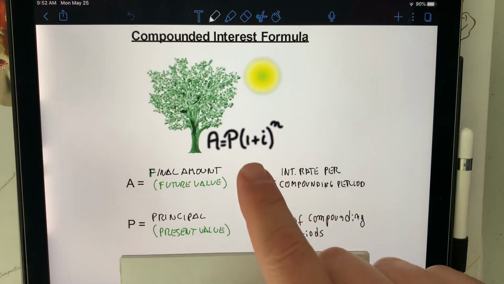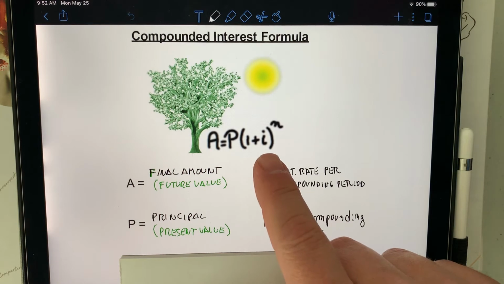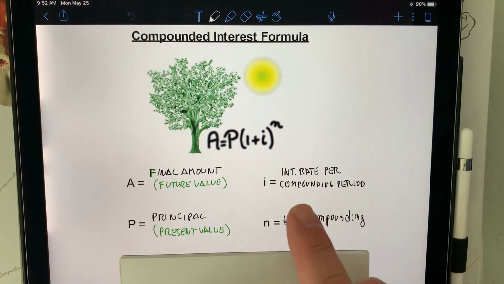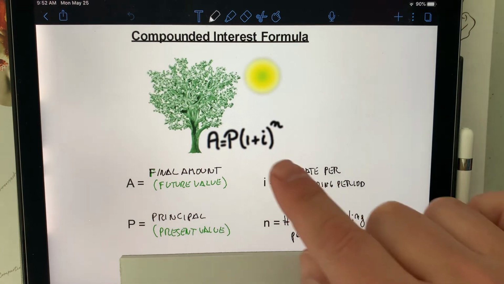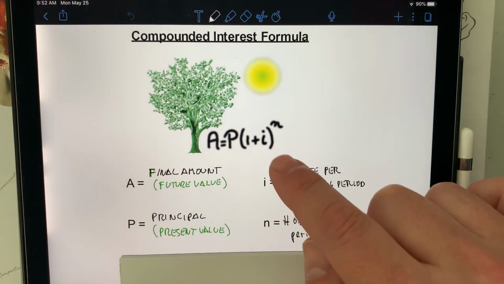Then I, it's 1 plus i. So the i is the interest rate per compounded period. That's really important, because if I'm compounding per year, I want to get the interest rate per year. If I'm compounded monthly, I want to get the interest rate per month. That's the only thing that we're going to struggle with or have to be careful with.